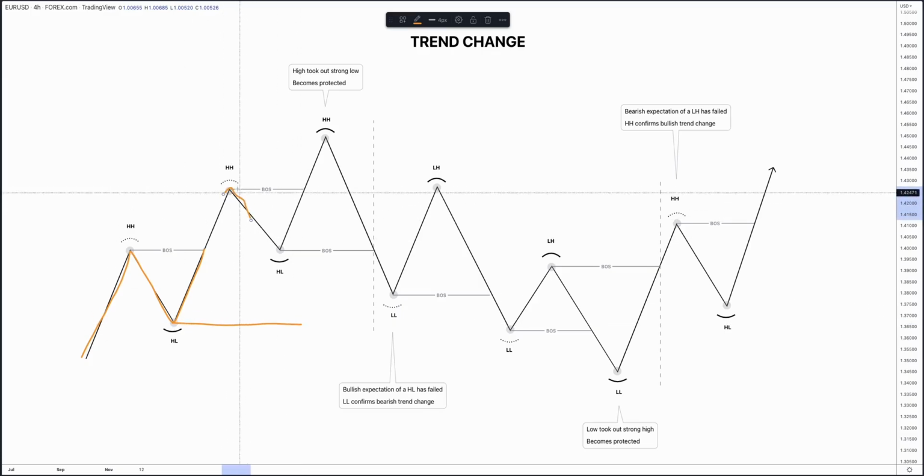Then we start to pull back, so we know that this is our higher high, and then we can draw from the high across and we draw from the low across, and then between these two orange lines, we know that this is our swing range, okay?